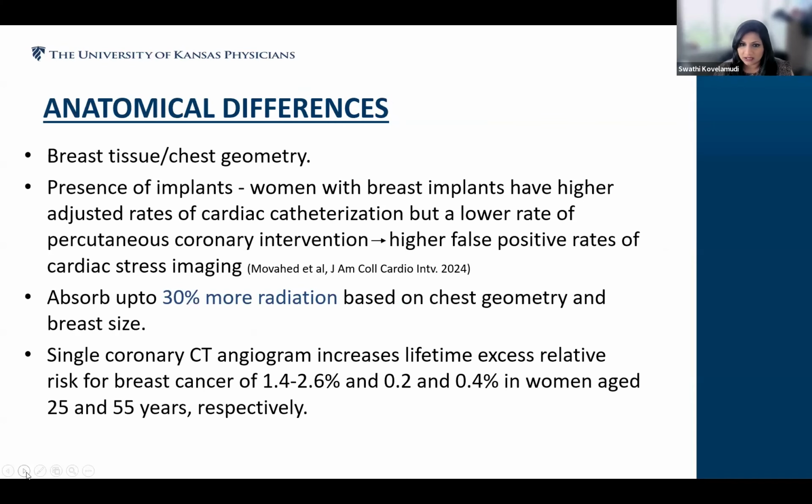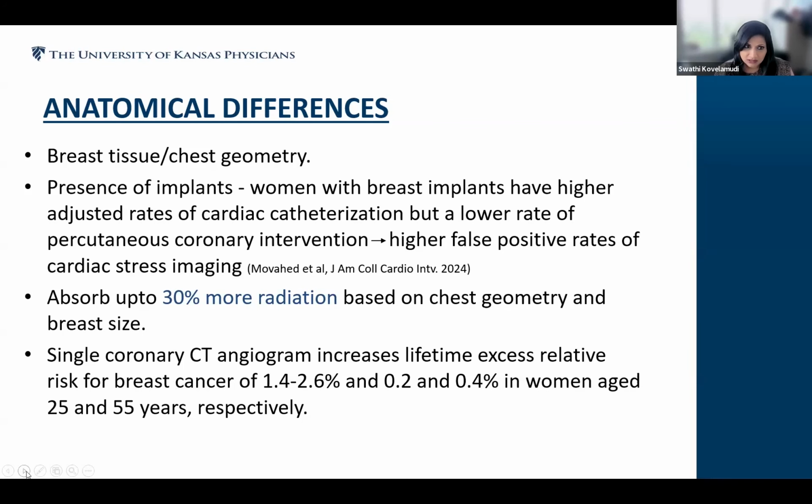To start with, the heart is a challenging organ to image, predominantly because it's always moving. So this is trying to image an organ that is moving somewhere between 60 to 100 times a minute, sometimes faster. That brings with it its own set of challenges. In addition to this, women have a particular set of challenges primarily because of the presence of breast tissue and sometimes because of the presence of breast implants.